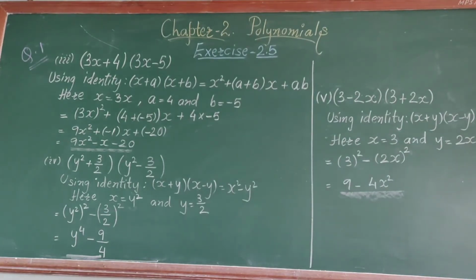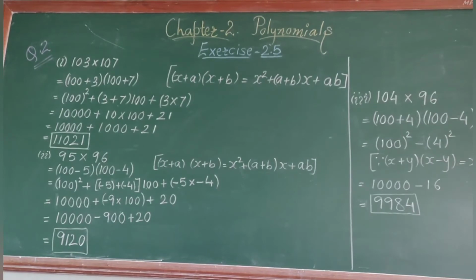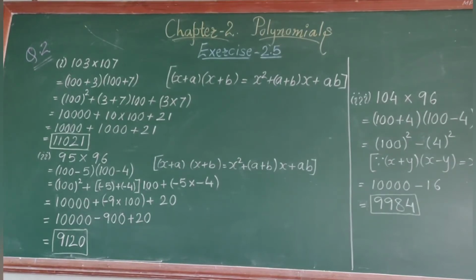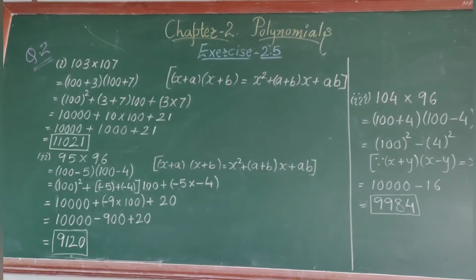Now question number 2 of exercise 2.5. Question number 2. Evaluate the following products without multiplying directly. Here, again we have to find the product of given numbers. Evaluate means you have to find the value of the given numbers. Here it is given multiplication, so we find the product of the given numbers, but we don't have to do the multiplication method. We have to use the algebraic identities according to the question.